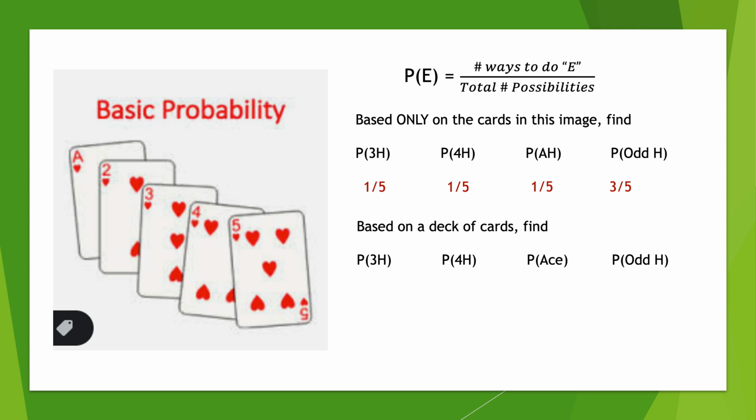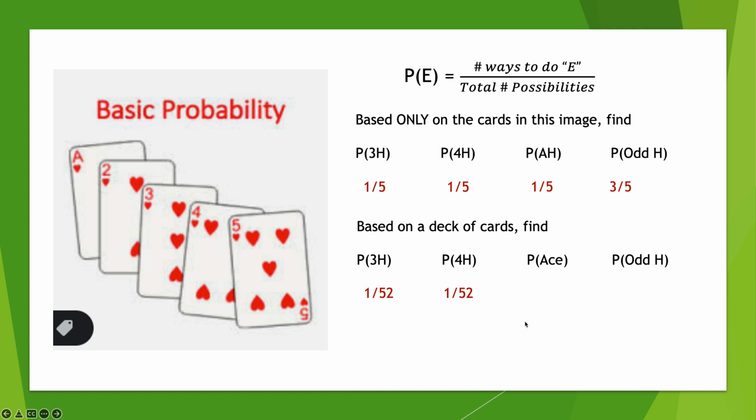Now, let's do the same thing with a deck of cards. First off, do you remember how many cards are in a deck of cards? There are 52 cards in a deck of cards. So now, I'm not thinking that the total number of possibilities are these 5 cards in the picture. I'm thinking the total number of possibilities are all the cards in a deck. So now there are 52 possibilities. How many of those 52 cards are called the Three of Hearts? 1. So the probability of picking a Three of Hearts from a standard deck of cards is 1 out of 52.